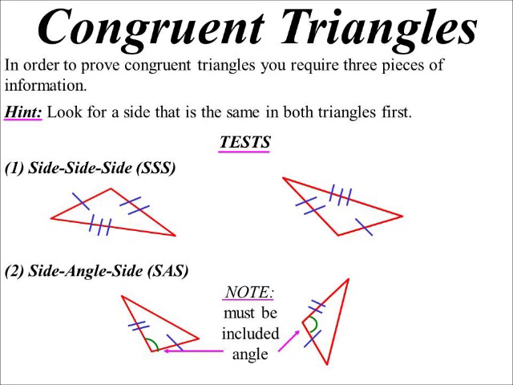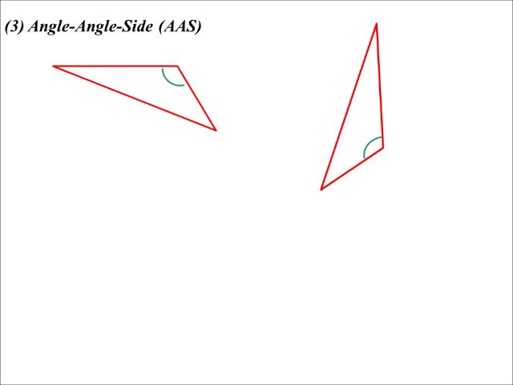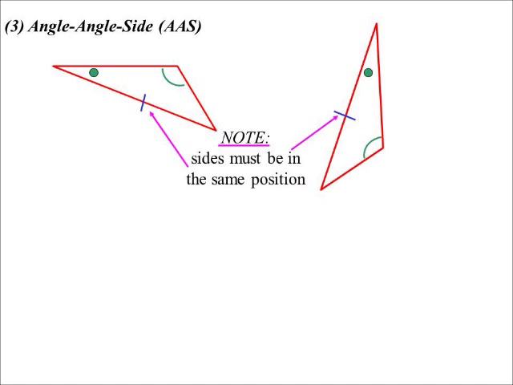All right, drop off one of the sides, put in another angle. It now becomes angle-angle-side. There's an angle that's the same, and there's an angle that's the same. Now in this case, it can't be any side. It's got to be in the corresponding position, the same position. For this one, I've gone with the one opposite the green arc. So it's got to be the same one in both.